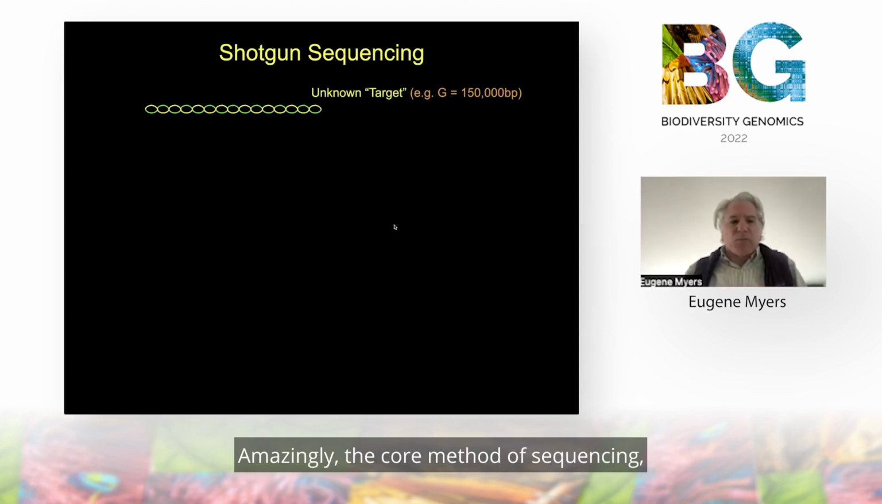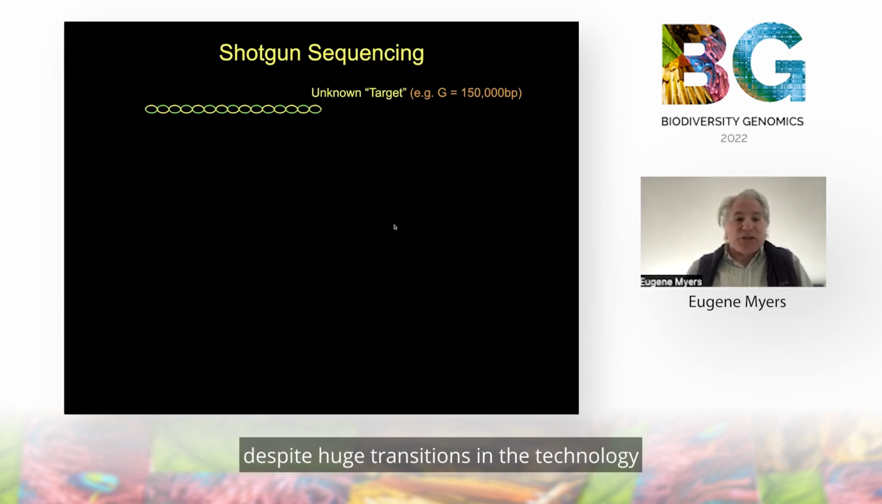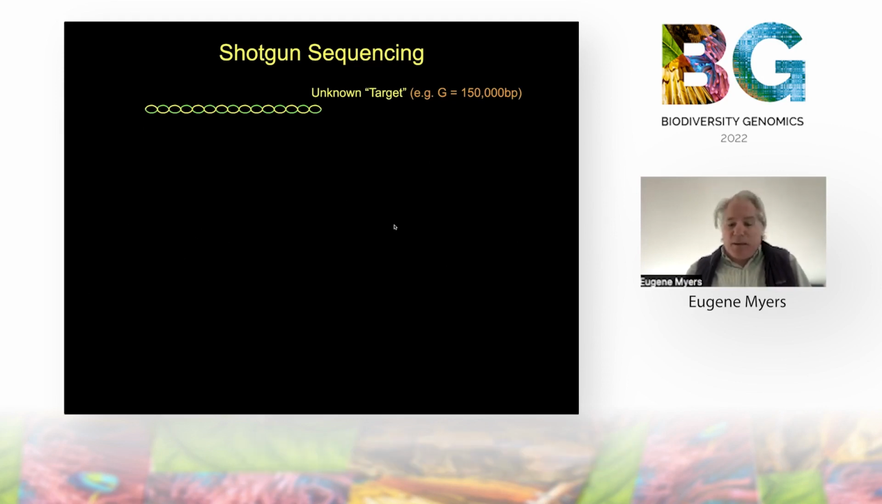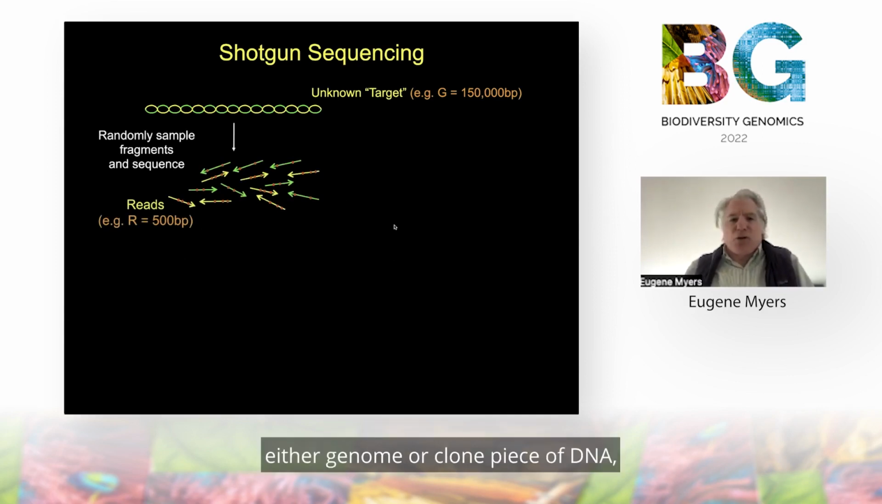Amazingly, the core method of sequencing, the shotgun approach, has remained a constant during those 40 years, despite huge transitions in the technology for producing DNA sequencing reads. In this approach, a pure aliquot of a target, either genome or cloned piece of DNA, is randomly sheared, and a random subset of the resulting fragments are sequenced via some read sequencing technology.